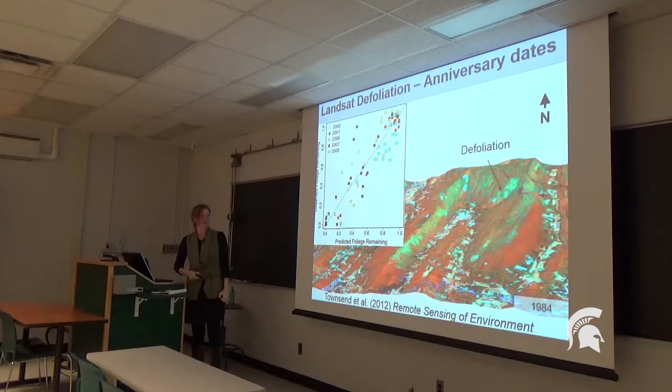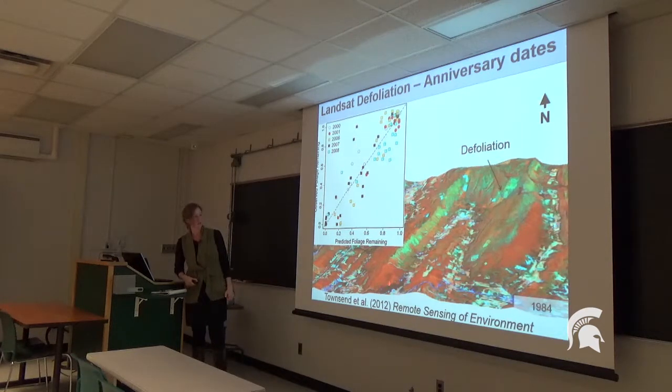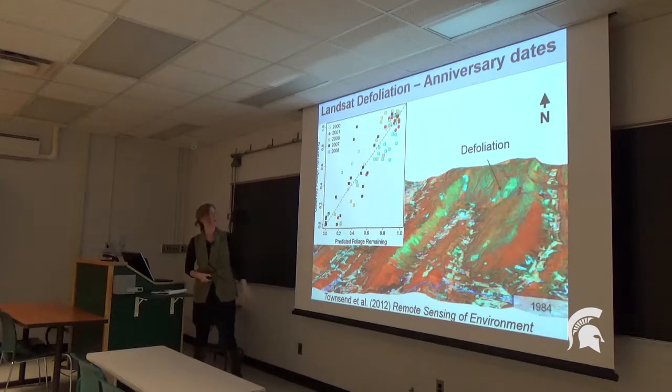So here's just another example. This is Landsat data. You can see this gray area was one of the defoliated areas in this landscape in 1984. So that was one of the first outbreaks of gypsy moth in this landscape. The red area is foliage. It's basically like a near IR type image.